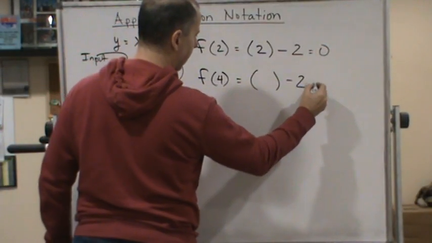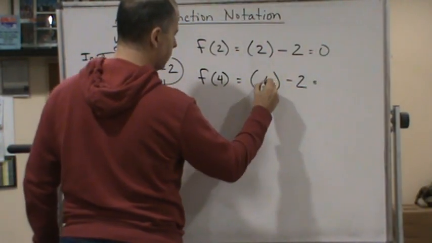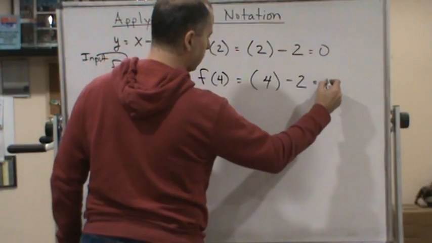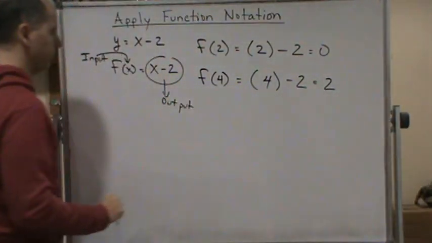If I want f of 4, then whatever I put into the function, again, I'm going to subtract 2. So that means 4 minus 2 is 2.